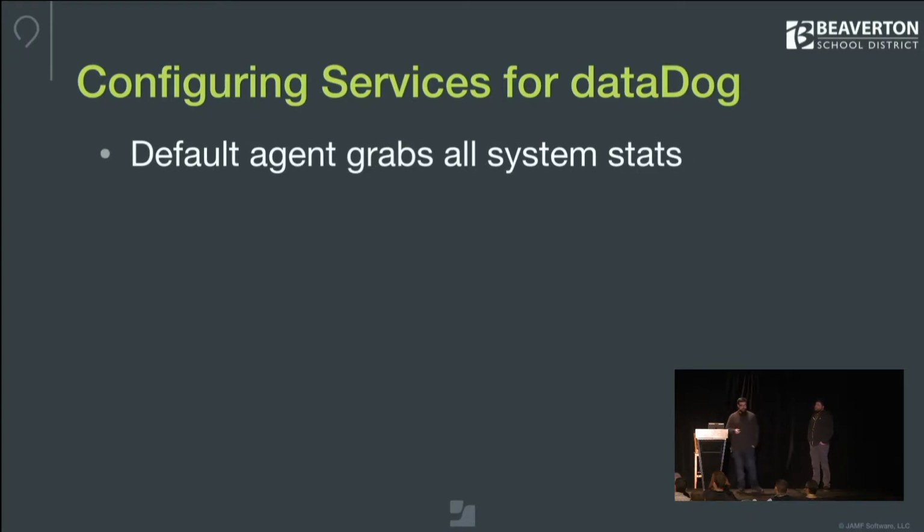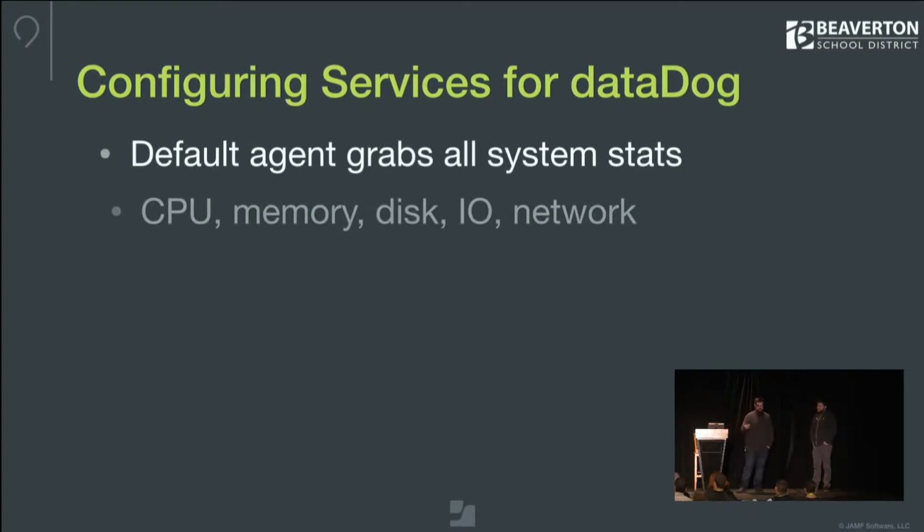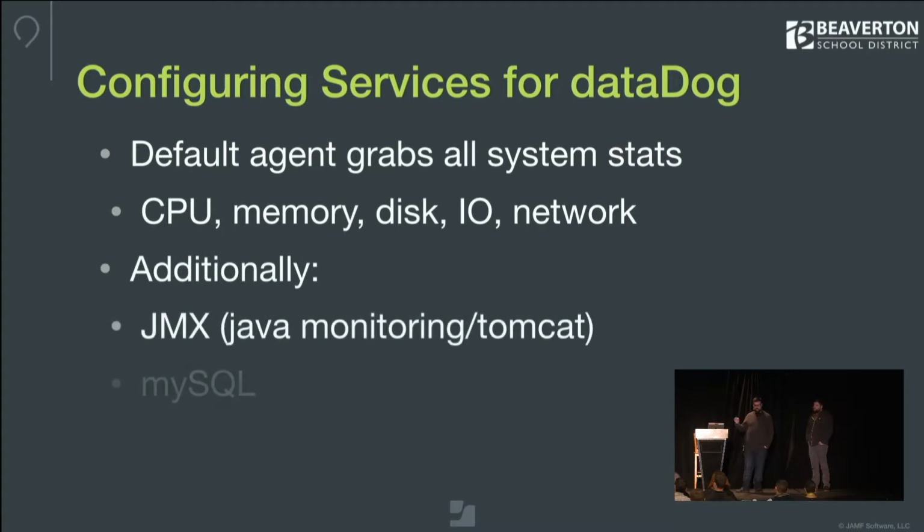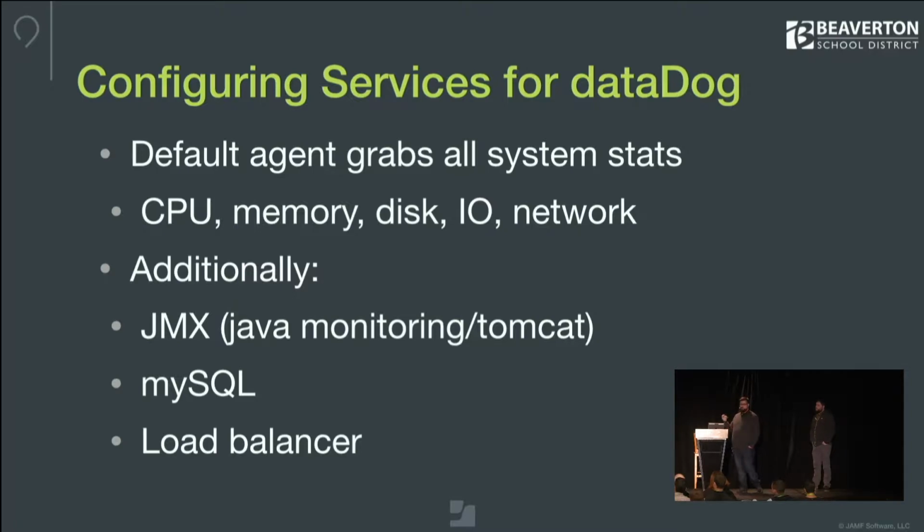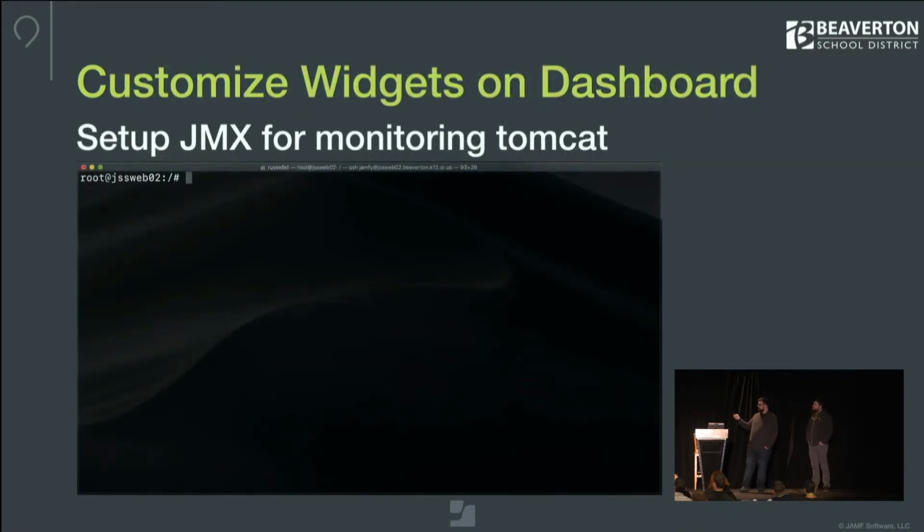So like I said before, the default agent, just by installing it, grabs some default data: CPU, memory, disk I/O, network. Additionally, you can configure the servers to report in Java monitoring to see what Tomcat's doing. You can configure it so SQL works, and you can configure it for your load balancers. So again, I'm going to show you really quick how to set up the JMX stuff, for example.